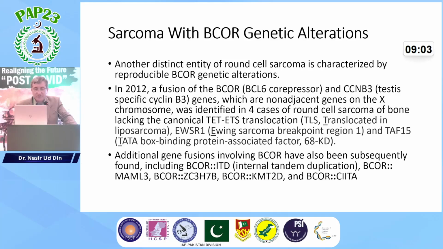The last sarcoma is sarcoma with BCOR genetic alterations. It was described in 2012 in 4 cases of round cell sarcoma of bone lacking the canonical FET-ETS translocation, and BCOR with CCNB3 fusion was found. Additional gene fusions involving BCOR have also been subsequently found, including BCOR with internal tandem duplication, BCOR-MAML3 and others.